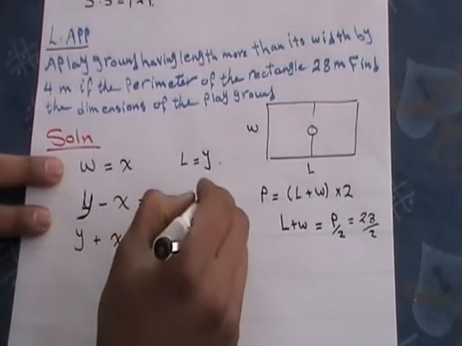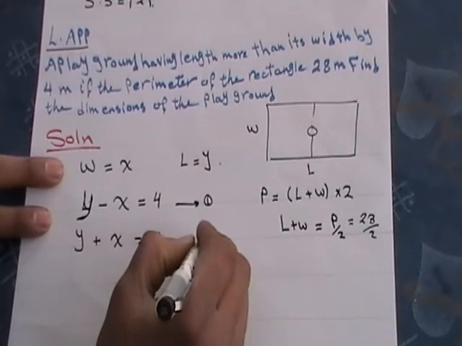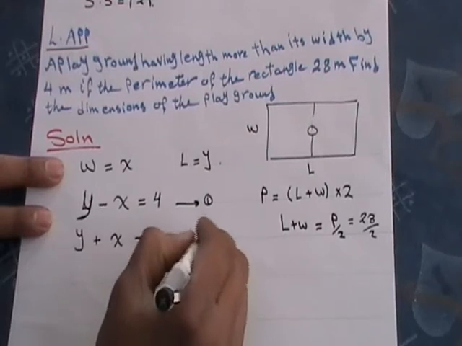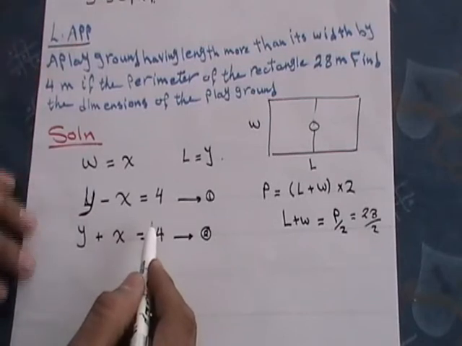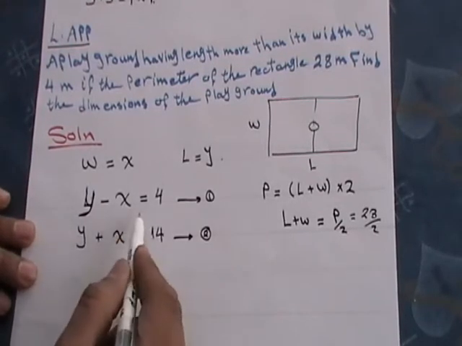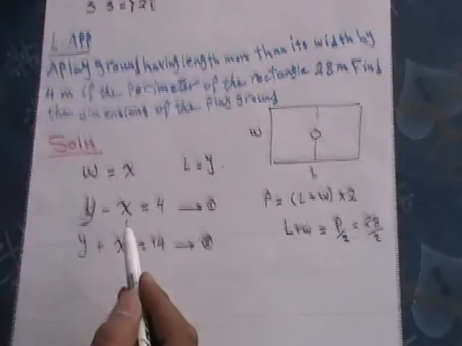I have here two equations. Number 1, y minus x equals 4. Number 2, y plus x equals 14. And this is the second equation. I have two equations. How can we find the solution of the two equations together? This is what we discuss in this session.